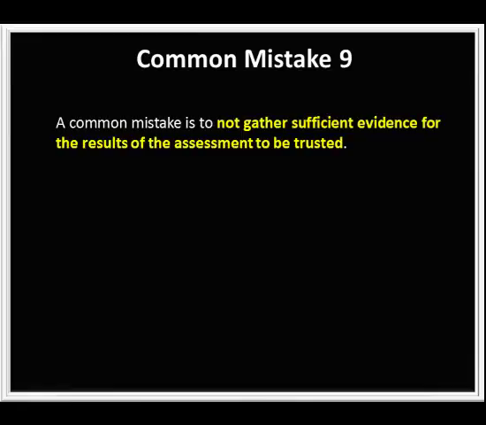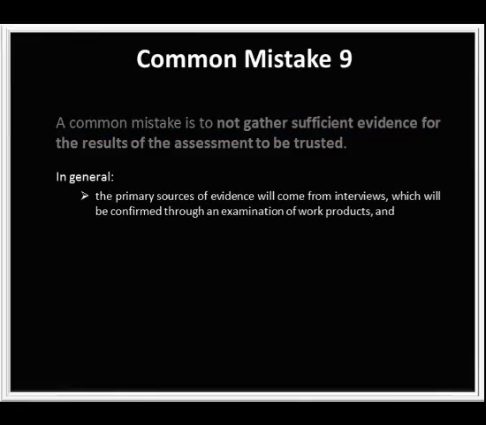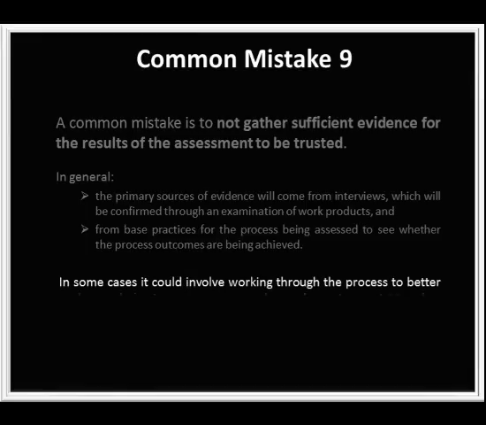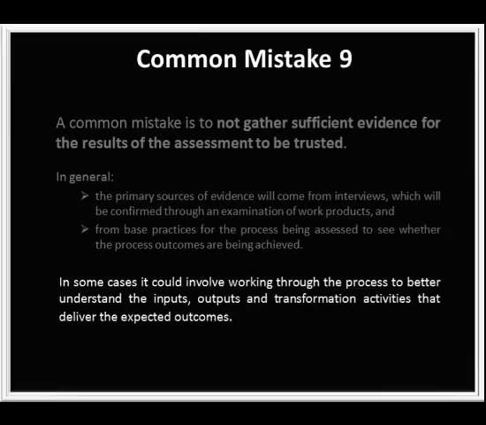A common mistake is to not gather sufficient evidence for the results of the assessment to be trusted. In general, the primary source of evidence will come from interviews, which will be confirmed through an examination of work products, and from base practices for processes being assessed to see whether the process outcomes are being achieved. In some cases, it could involve working through the process to better understand the inputs, outputs, and transformation activities that deliver the expected outcomes.